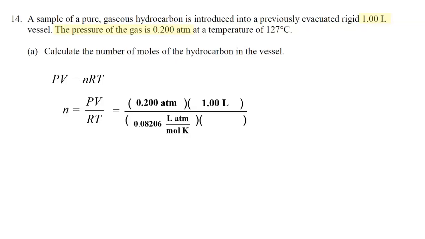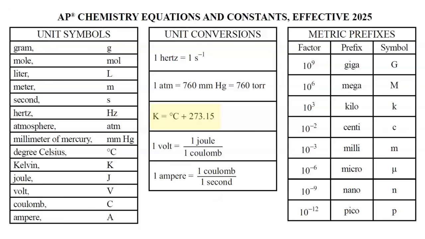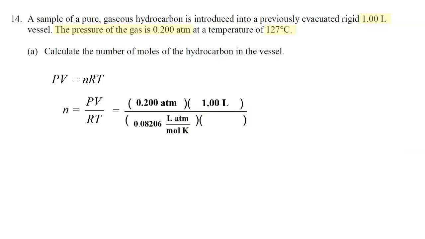And the conversion factor to go from Celsius to Kelvin is that we add 273 to the Celsius temperature. So 127 plus 273 gives us a value for temperature of 400 Kelvin. So now let's pick up our calculator and calculate the number of moles of the hydrocarbon in the vessel. 0.2 times 1 divided by 0.08206 divided by 400.